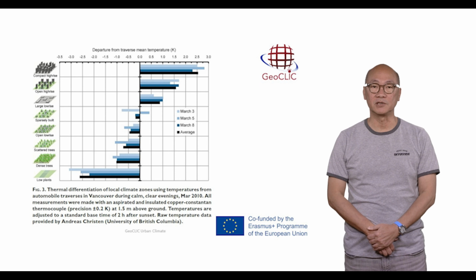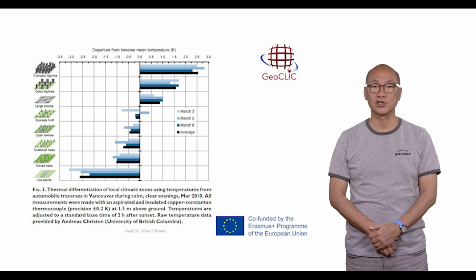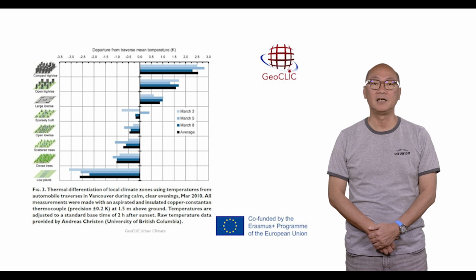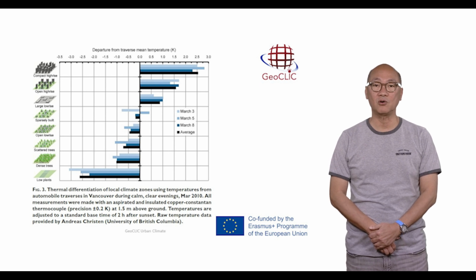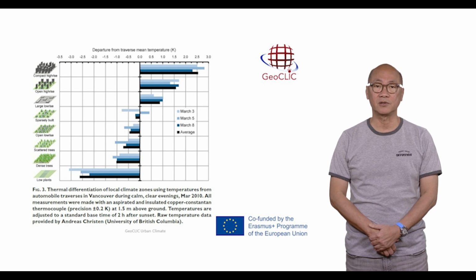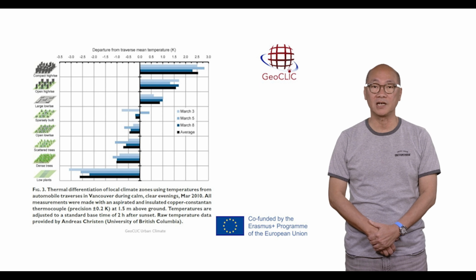The temperature measurements show significant differentiation between the urban classes and the non-urban classes. In addition, it also shows how urban morphology has helped to create the urban heat island. As we can see, the temperatures for the compact high-rise are significantly higher than open high-rise and large low-rise.